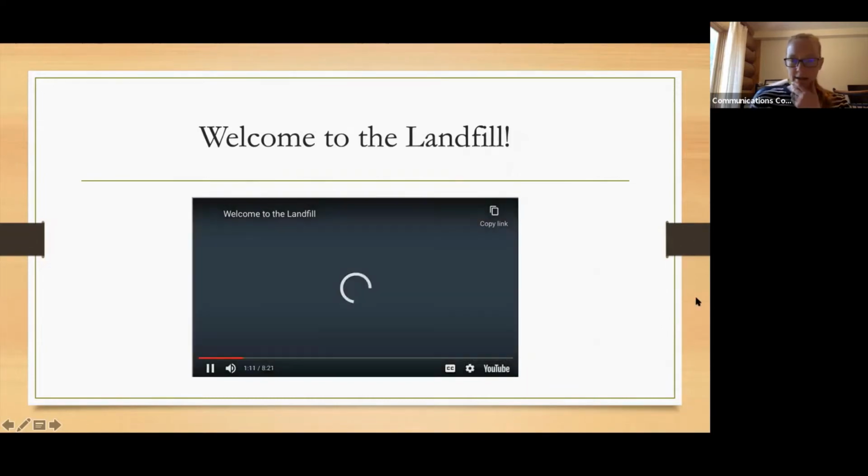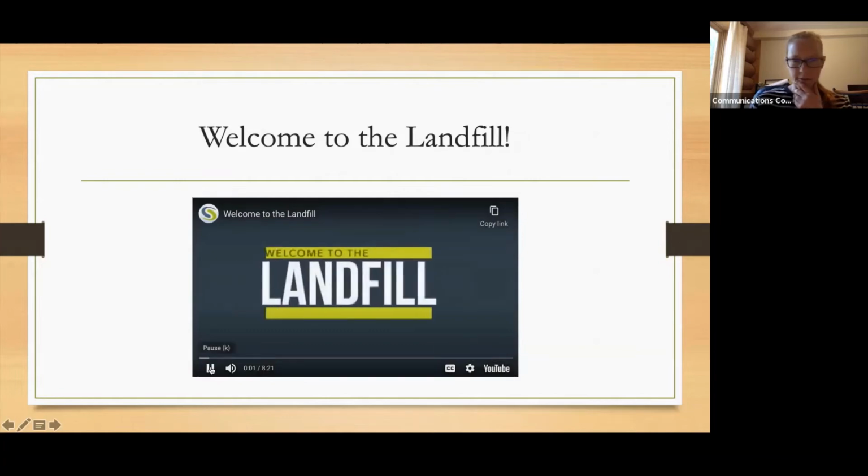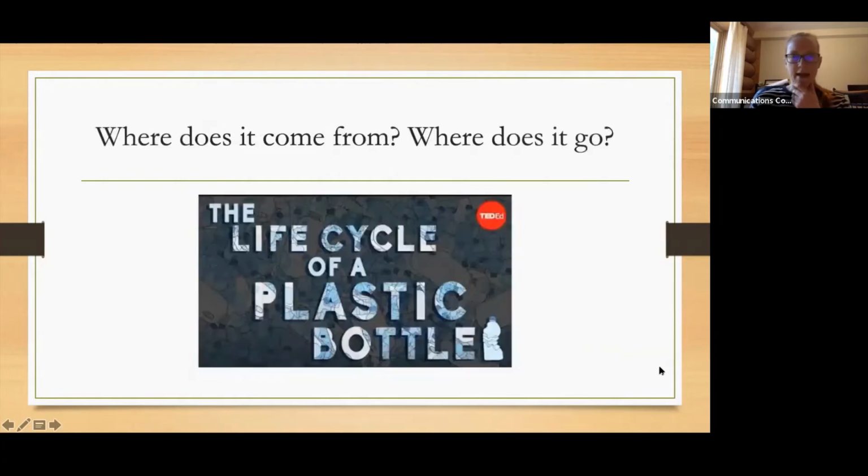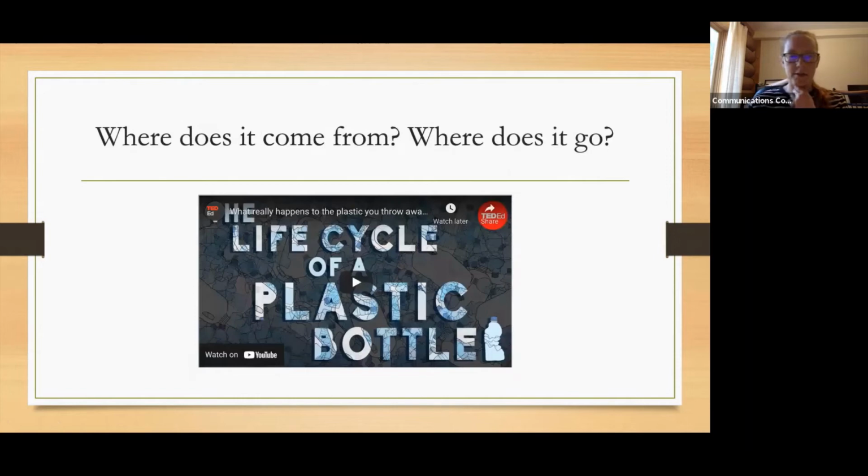The other one that was quite good, they have these TED education talks, and this one was talking about the life cycle of a plastic bottle. So it talks about how plastic is made, and then it follows three bottles, and one gets put in the garbage and ends up at the landfill. One is recycled, and then one ends up in a stream, and it follows it to what would happen if you don't put your plastic in the garbage.